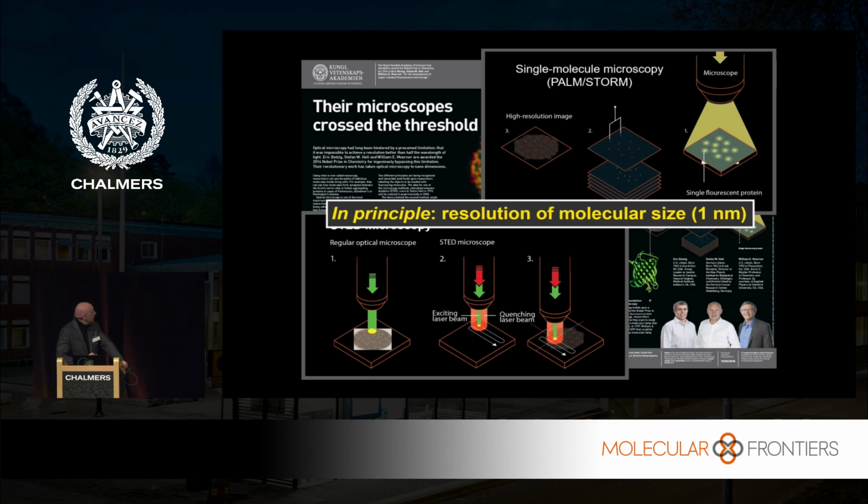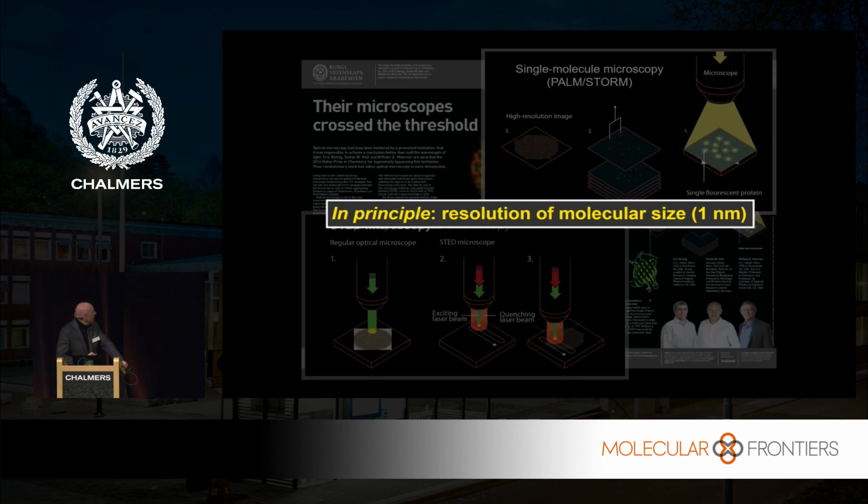Now, if you really look at it, I'm saying deliberately, in principle. In practice, the resolution improvement was not better than by a factor of 10. So in practice, you couldn't get more than about 20 nanometers. Of course, there were exceptions. So with a number of cases, special fluorophores in solid state, you could get down to the single-digit nanometer range, and also with PALM and STORM in special cases, but not in general.